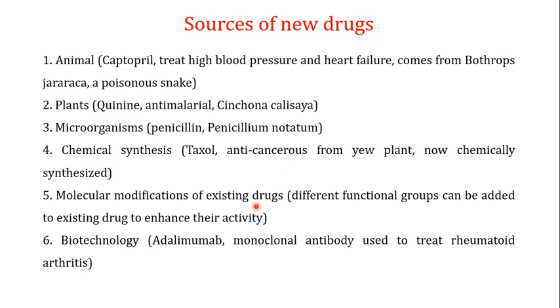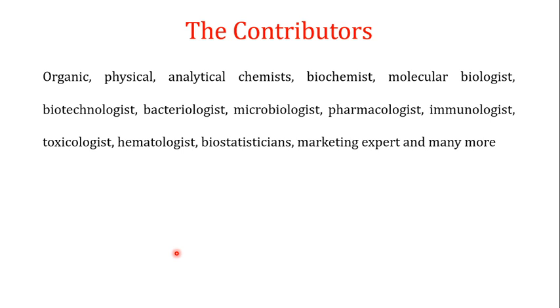You can also go for molecular modification of existing drugs to make new drugs. In molecular modification, you add different functional groups to existing drugs to enhance their activity. You can have new drugs from biotechnology, for example the monoclonal antibodies used to treat rheumatoid arthritis, made by the technology of monoclonal antibody production, known as adalimumab.